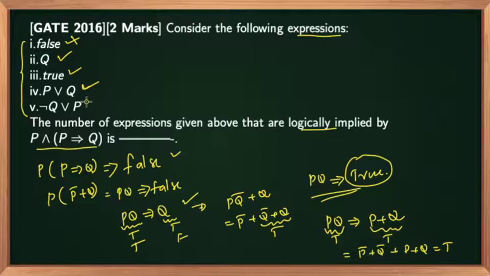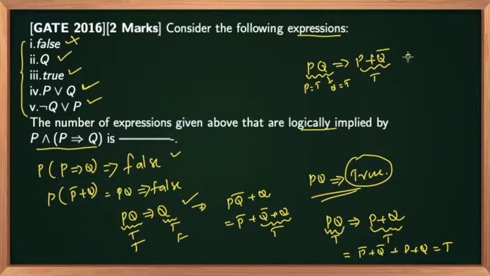Now let's see P or not Q, right? So can we say PQ is P and P implies Q is PQ, right? So PQ implies P plus Q bar. Is it a tautology? Let's see. Definitely it should be a tautology, because if this portion is true, that means P is true and Q is true, right? So that means the right side also will be true, because P is true.